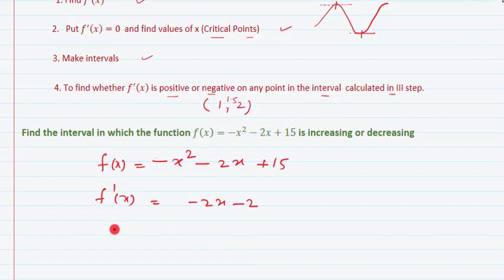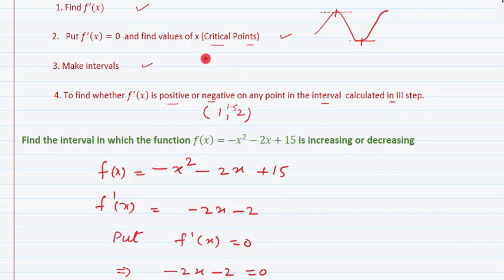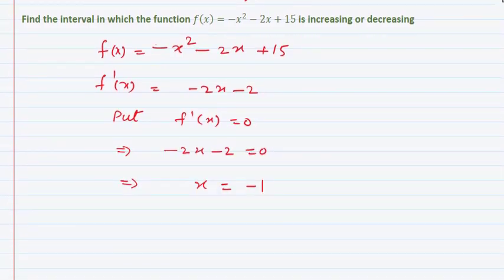Now the second step is to put f dash x equal to 0. Putting f dash x equal to 0 implies minus 2x minus 2 equals 0, which further implies that the value of x is equal to minus 1. So here we are getting one value. As no interval is given over here, we will consider the interval for all real numbers, that is minus infinity to plus infinity. As I mentioned, the number of intervals will be one more than the number of critical values. So here we are getting only one value of x.